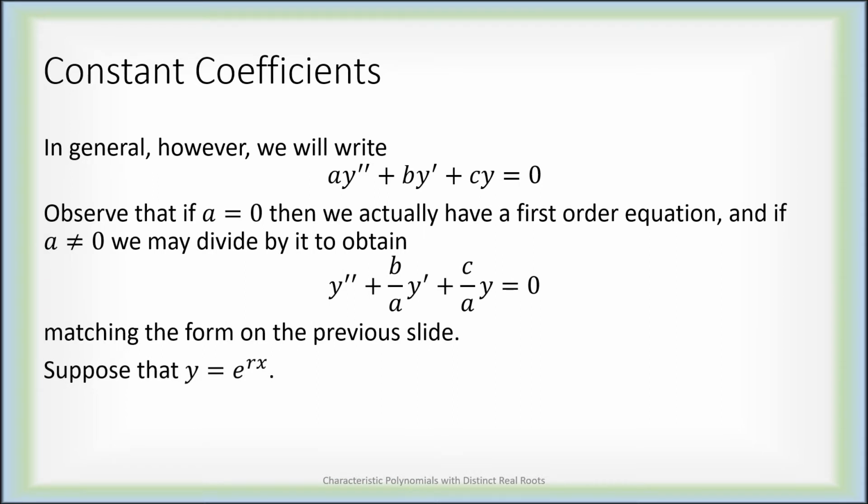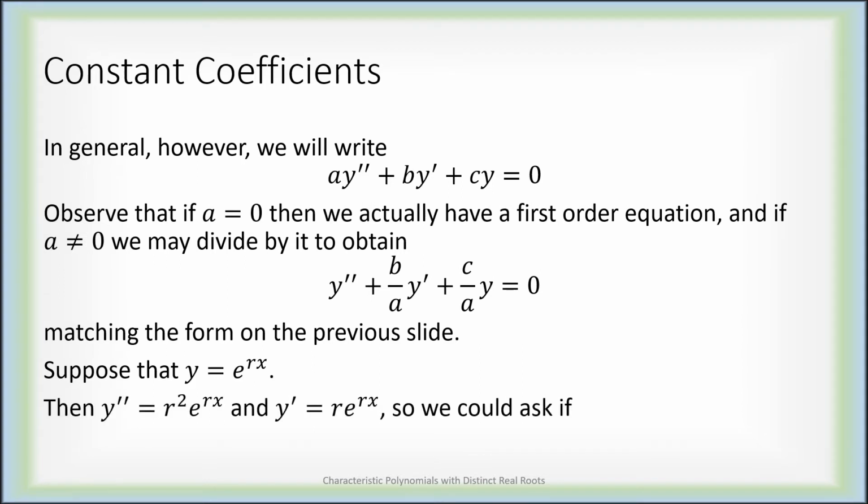Now let's suppose that y happens to be an exponential function, e to the rx, for some number r. Then y double prime is r squared e to the rx, and y prime is r e to the rx. So if I plug it into the differential equation, a y double prime plus b y prime plus c y equals 0, we would get a r squared e to the rx plus b r e to the rx plus c e to the rx equals 0.